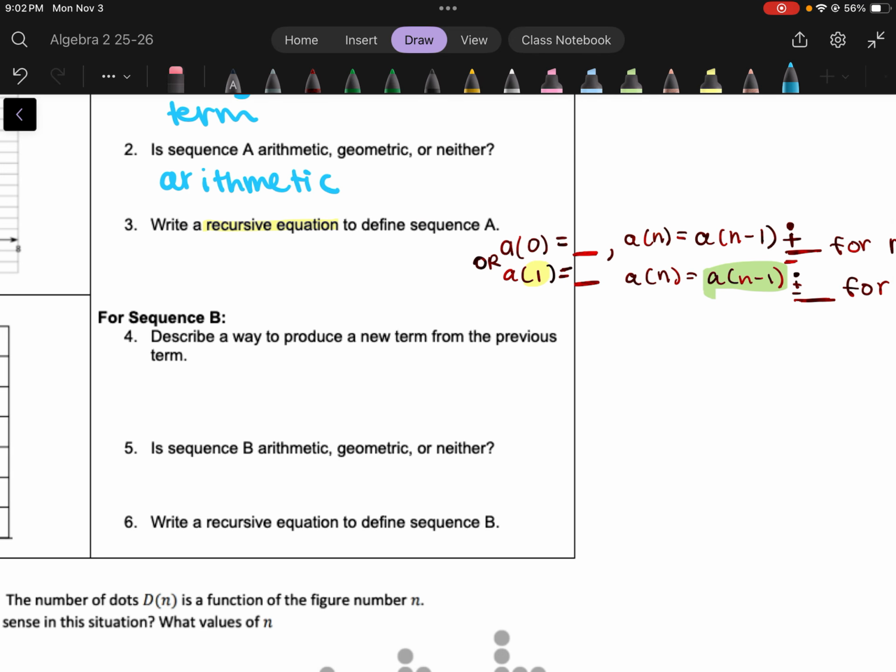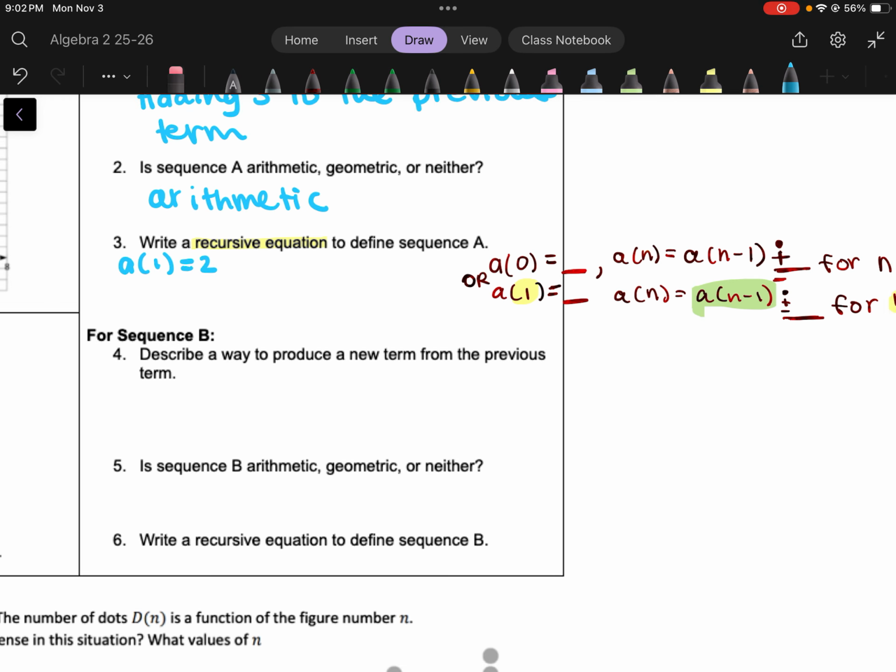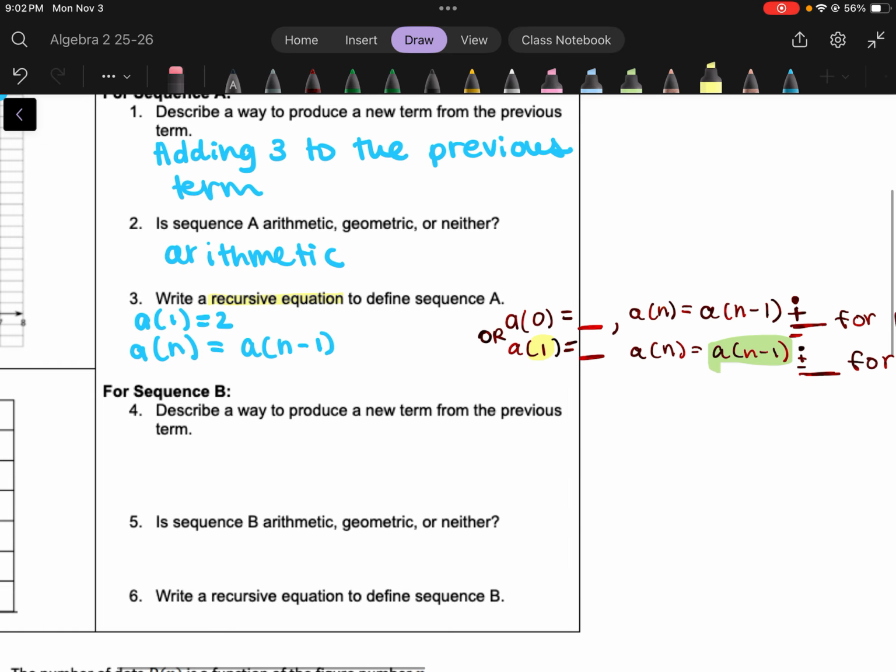So I'm going to say that the first term is 2. That's all that says. The first term is 2. And then to get to the next term, I'll take the previous term, so a of n minus 1, and then we're adding 3. Remember what you stated in the description. You're adding 3 to the previous term. So then add 3 to that, and then list the domain.